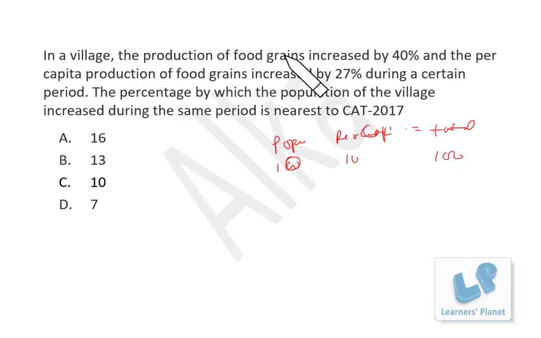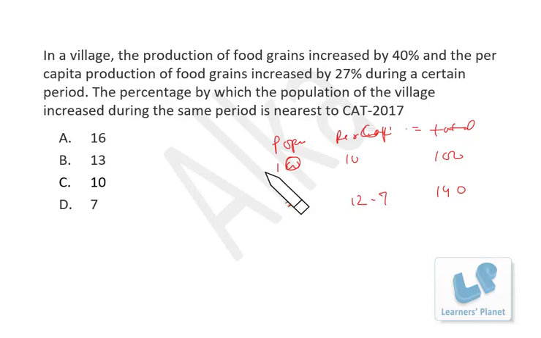Now the production of food grains increased by 40%. That means the total production in this particular period is increased by 40%, so the production is 140. The per capita production increased by 27%, so if it is 10 over here, it will be 12.7 in this tenure. So we have to find out the percentage by which the population increased. This we have to find out.